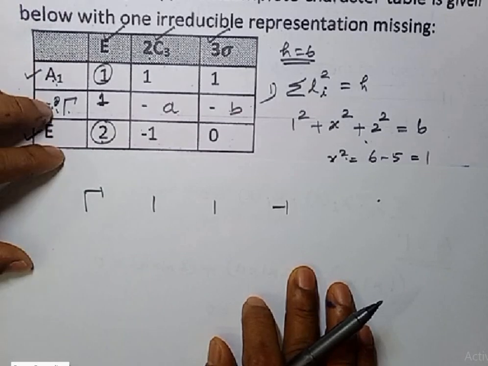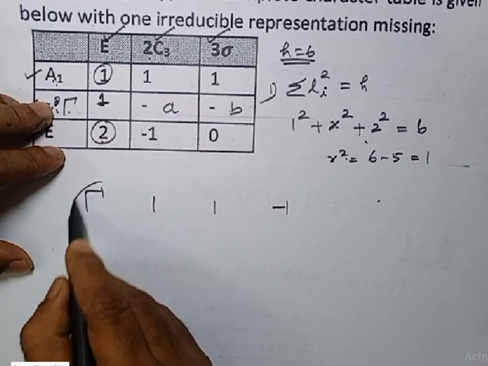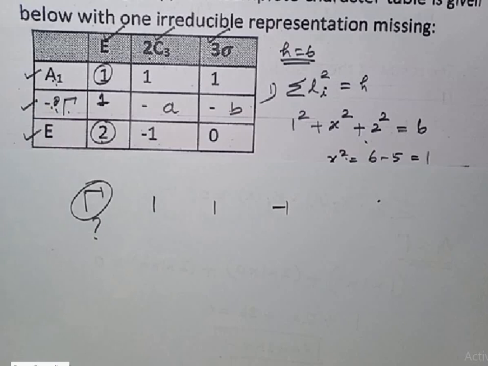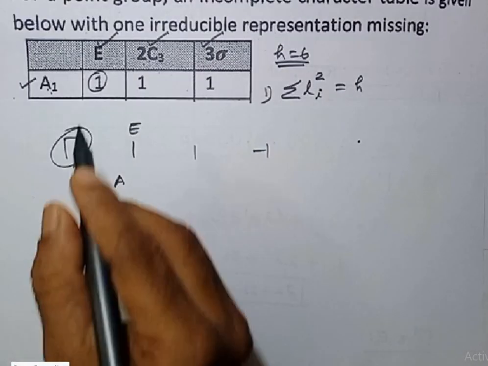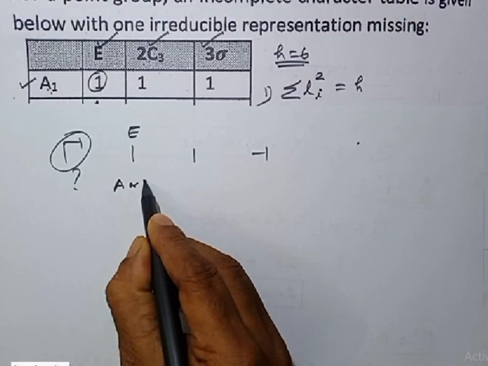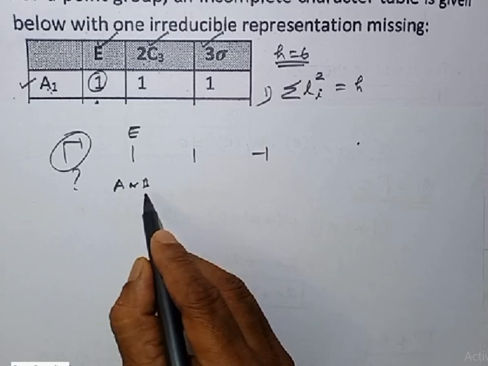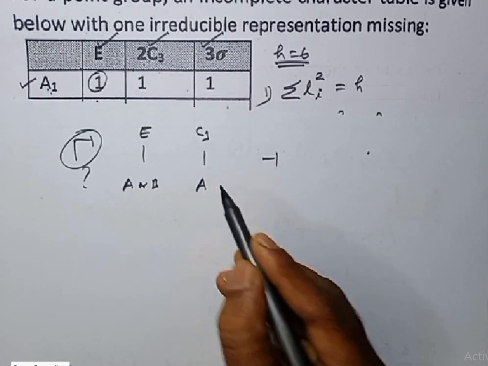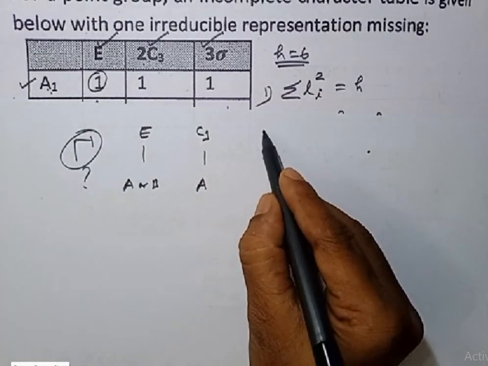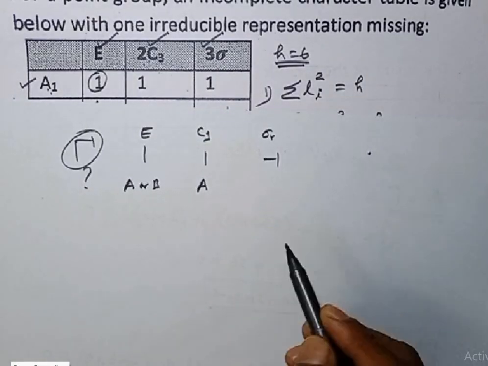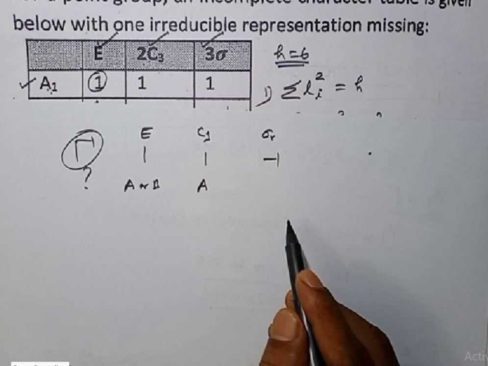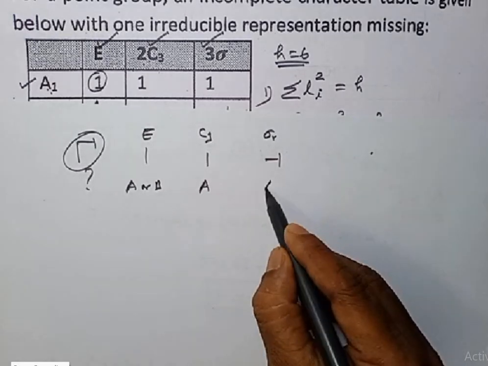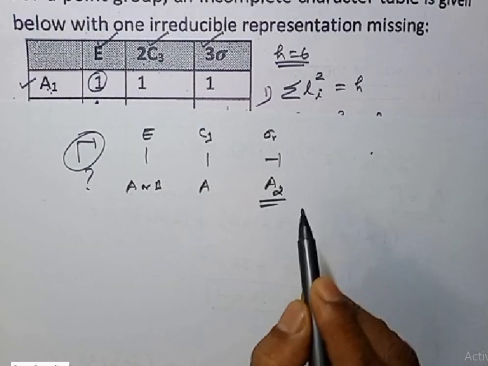Now, can anyone tell me the Mulliken symbol for this irreducible representation? Identity character is 1, so the symbol should be either A or B. To fix A or B, see the principal axis. Principal axis character is 1, so it should be A. Then for the vertical plane, it is given minus 1, so it should be A2. A2, take down.